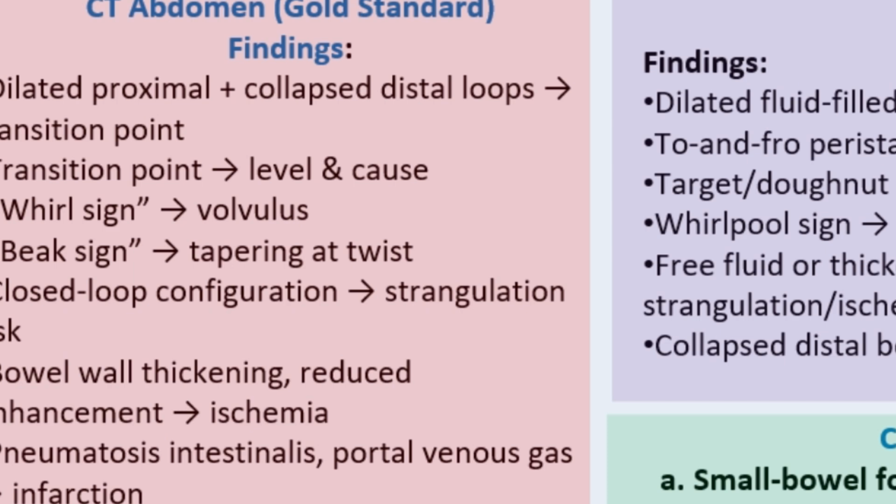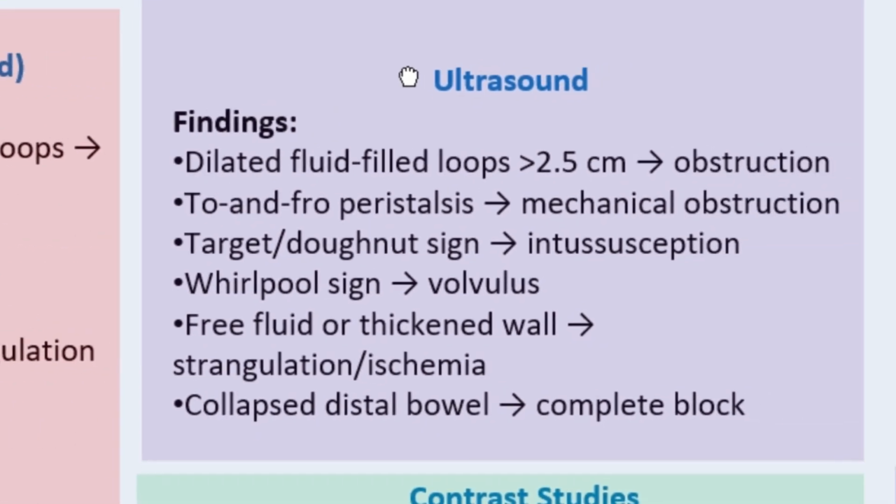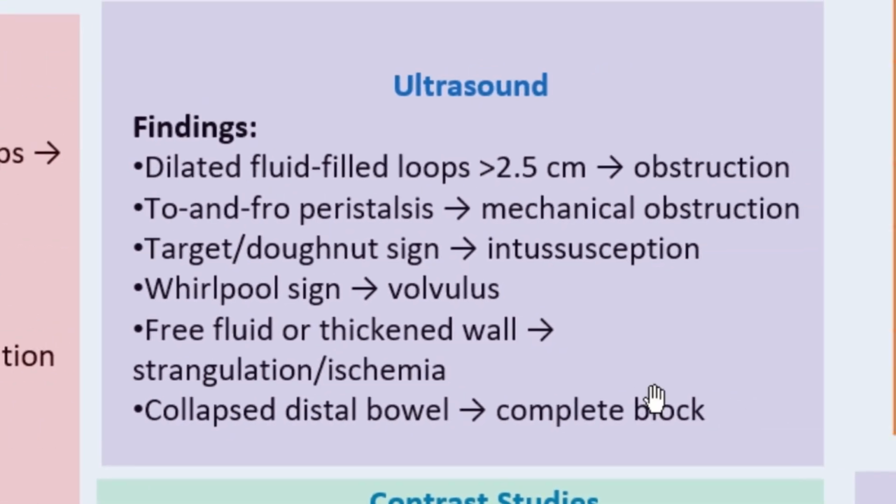If it is intussusception, we can see the target sign or sausage. Then if it is volvulus, we can see the whirl sign. So when we do the ultrasound, we're going to find that we have dilated fluid-filled loops, which are greater than 2.5 centimeters. That is going to signify obstruction. We can have to-and-fro peristalsis also seen on ultrasound.